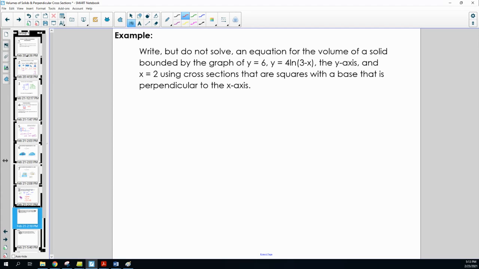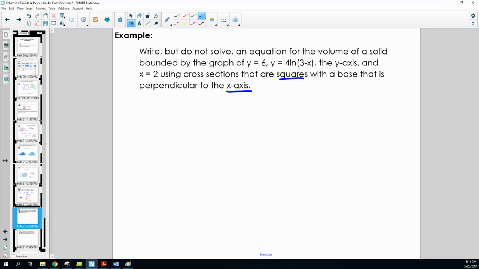Okay, so let's look at another one. Write but do not solve an equation for the volume of a solid bounded by the graph of y equals 6, y equals 4 ln of 3 minus x, the y-axis, and x equals 2, using cross-sections that are squares with a base that is perpendicular to the x-axis.